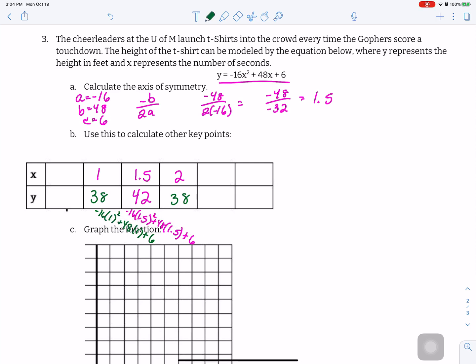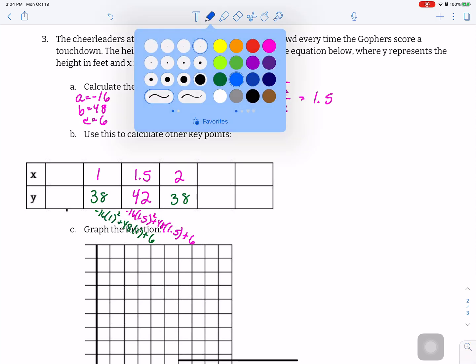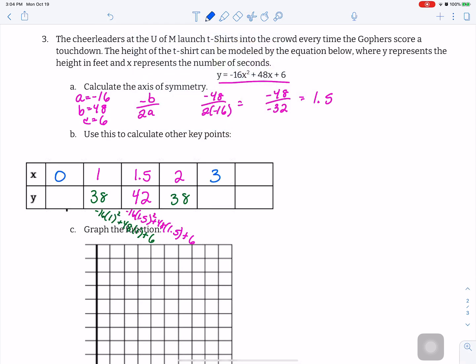All right. So then looking at the next one, 0 and 3. Once I know 1 point, I'm really kind of wanting to work my way out. At 0, I'm going to choose to put that one in because it's smaller numbers. And it's going to be just 6 because 0 squared is 0. Negative 16 times 0 is still 0. 48 times 0. And that would also mean that this would be 6.